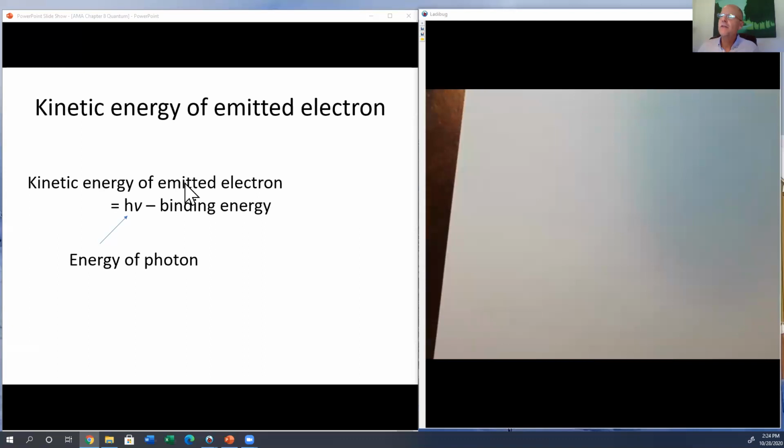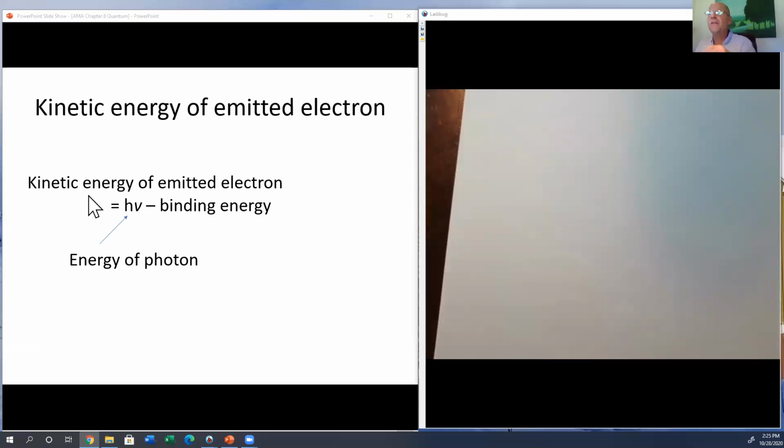So then the kinetic energy of the emitted electron is given by this equation. The kinetic energy is equal to h nu, which is the energy of the photon, minus the binding energy of that electron, right? So notice that once you get just to the threshold frequency, what is the kinetic energy of the emitted electron? It's essentially zero. Right at that threshold frequency, the photon has enough energy to just remove the electron, and the electron doesn't get much kinetic energy.